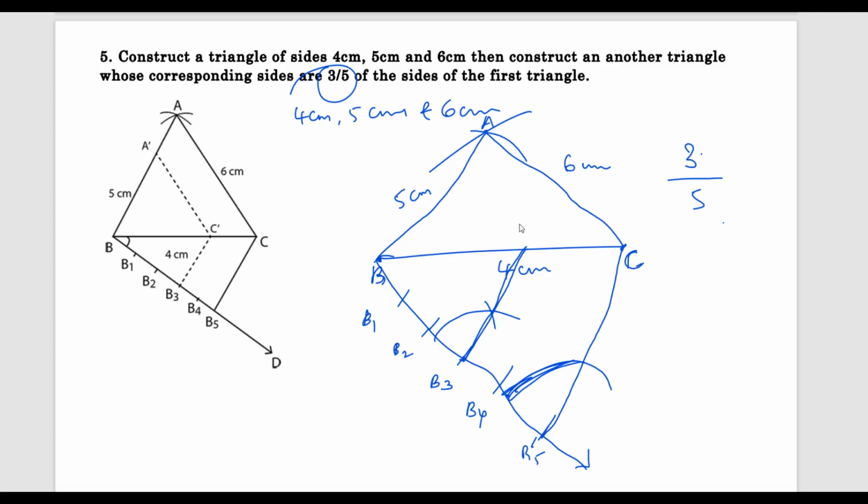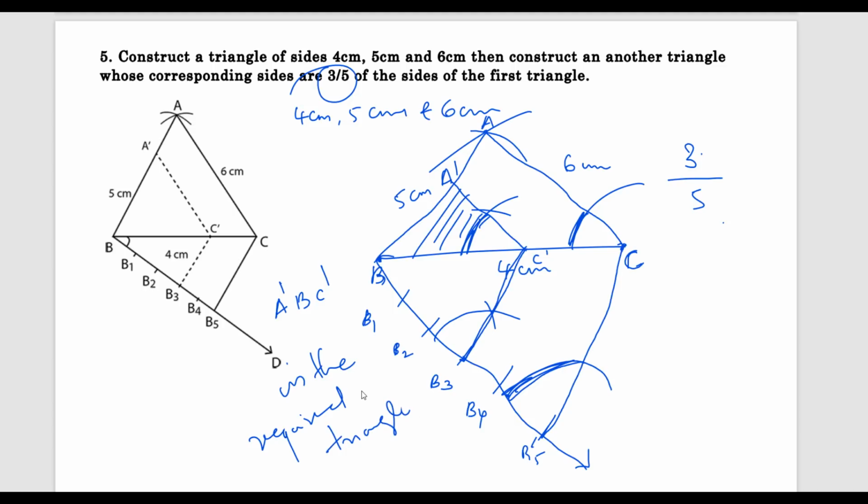In the same way, from the point C, cut an arc. I'll name it C dash. From C dash, cut an arc of the same length; measure this arc length, and in the same way cut an arc and pass a line to it. Now I'll name it A dash. Now A dash, B, C dash is the required triangle.